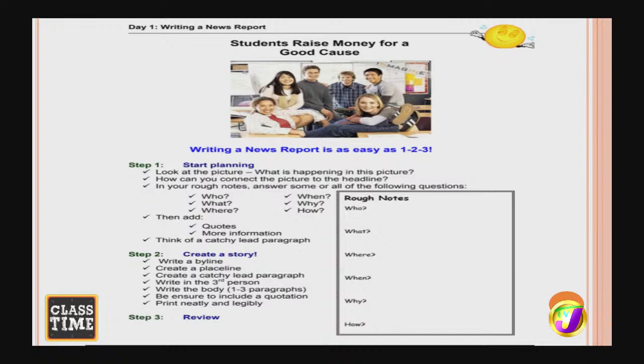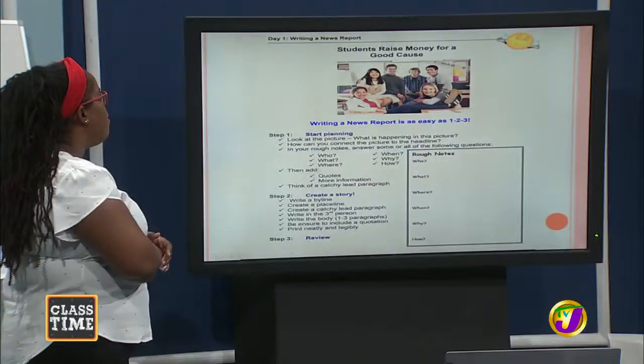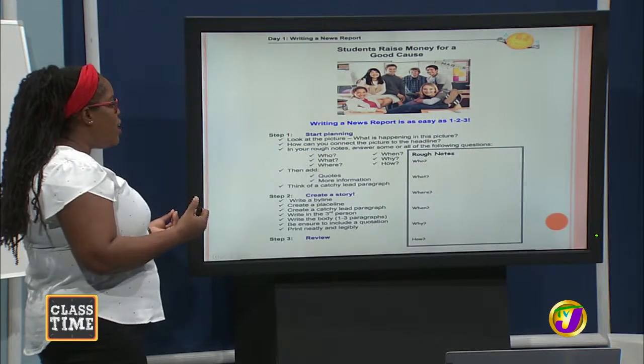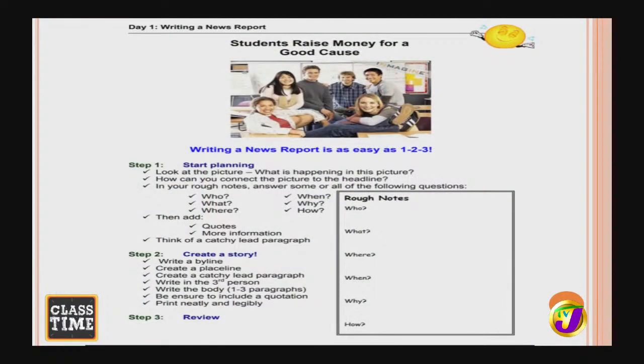Now, this picture would have been given to you, and this is how you go about planning the news report. Here it says, students raise money for a good cause. That's a good thing, isn't it? It's good when students help. Very good. Now, writing a news report is easy as 1, 2, 3. If you follow these steps, then it is easy as 1, 2, 3.